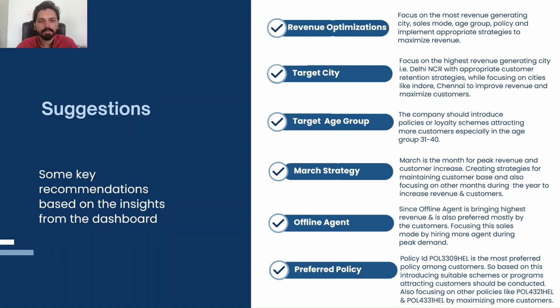And the last suggestion would be the preferred policy. The customers are mostly preferring the policies like policy ID 3309, 4321, and 4331. These are the top three most preferred policies by the customers. So they should introduce some suitable schemes or programs, attracting more and more customers toward these revenue generating policies so that they can help in maximizing their revenues and improving the customer base. So these were all some of the key suggestions to the company Shield Insurance.